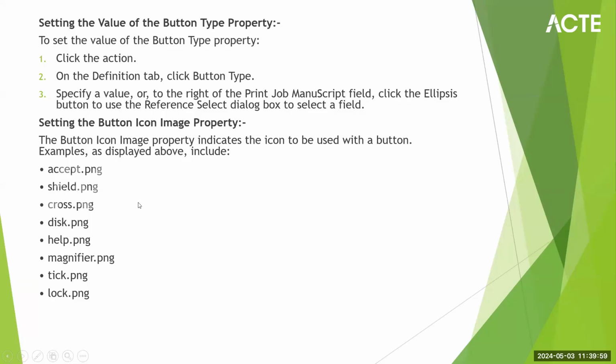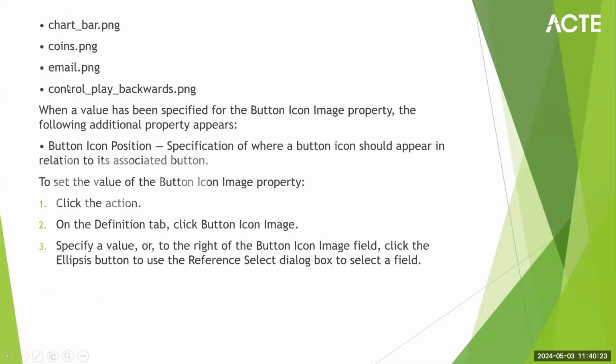Setting the button image property. The button icon image property indicates the icon to be used with a button, as displayed above. Examples: except.png, shield.png, cross.png, disk.png, help.png. These are all image formats. These are some of the examples.